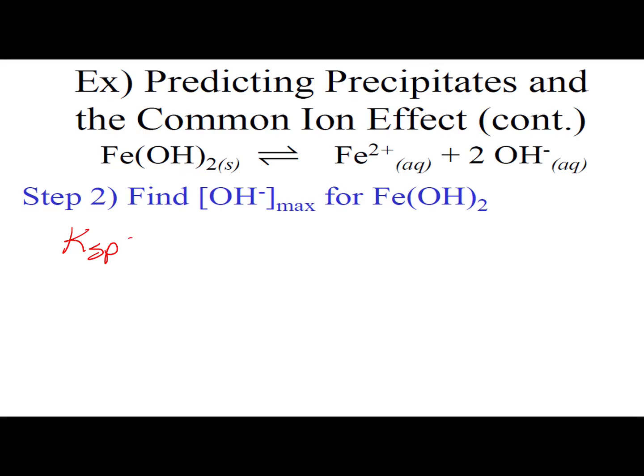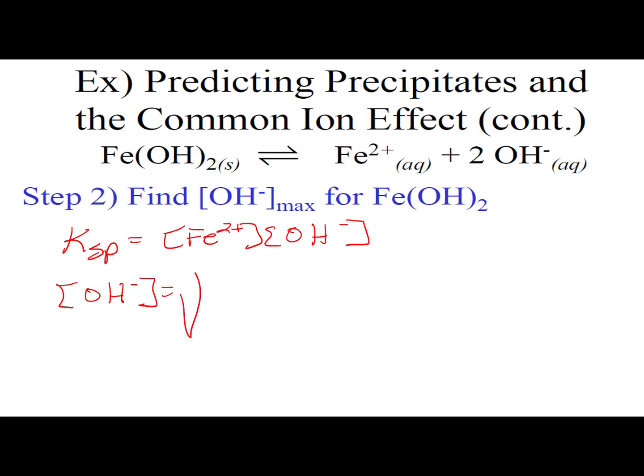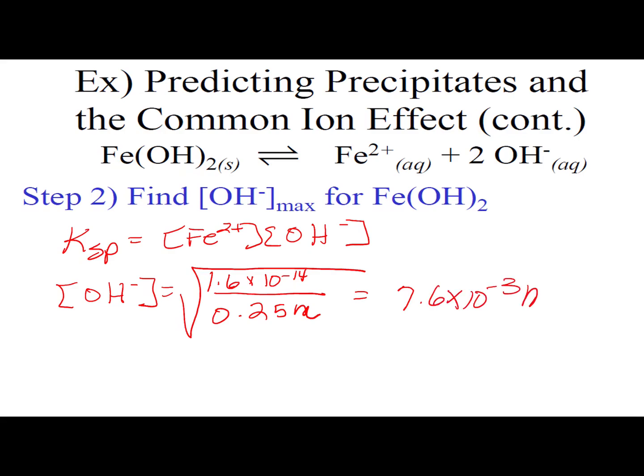So the KSP for our iron hydroxide will be the iron. Similar process, only using a different KSP value and a different iron concentration value. So again, square root of our KSP, which for the iron hydroxide solution is 1.6 times 10 to the minus 14. And we were told we had 0.25 molar iron nitrate. There's 1 mole of iron in every mole of iron nitrate, so we can say that that's 0.25 molar. Then, if we do that math, you should get 7.6 times 10 to the minus 3.